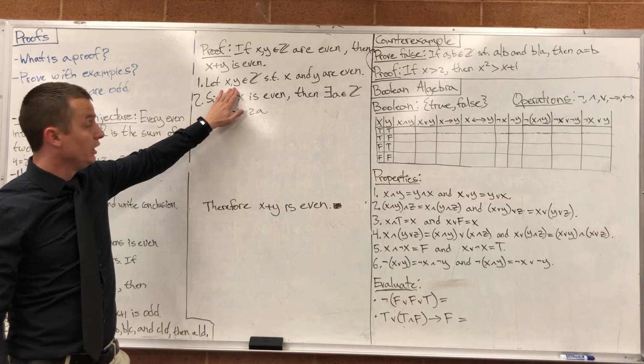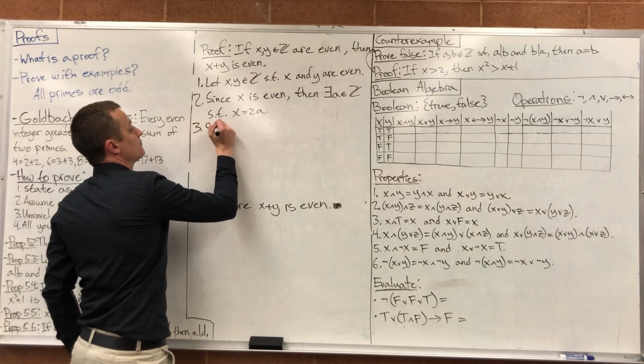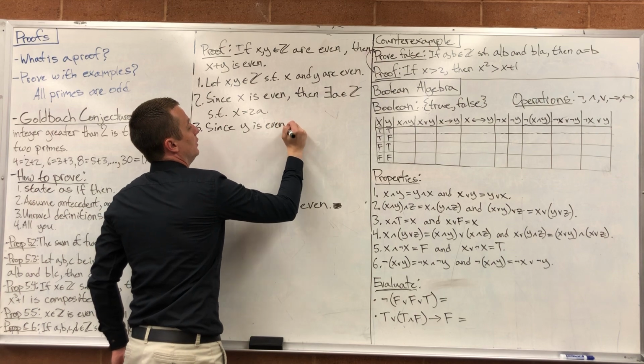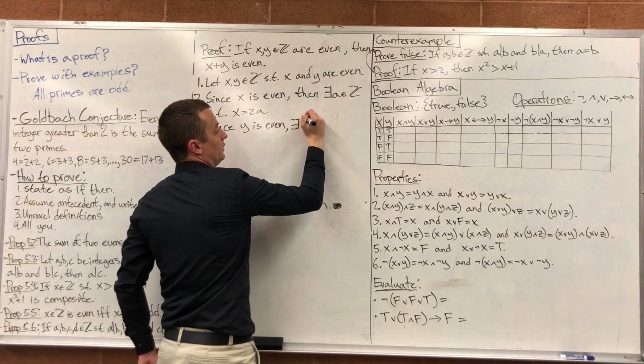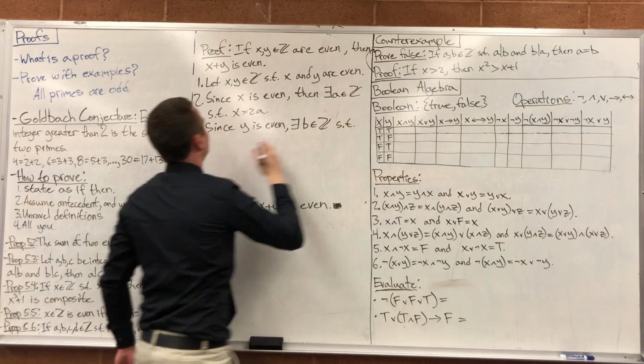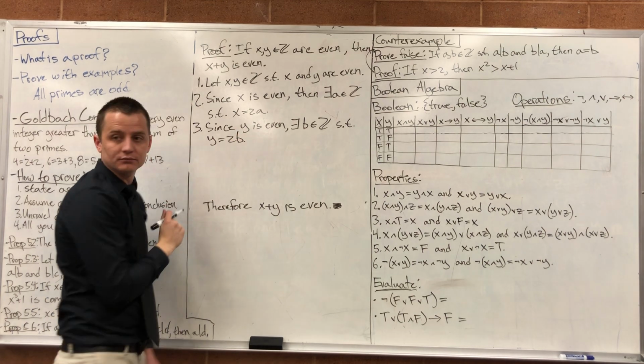Same thing about y. We know y is even. Step 3: Since y is even, there exists some integer, we'll call it b in Z, such that y is equal to 2b. Right?